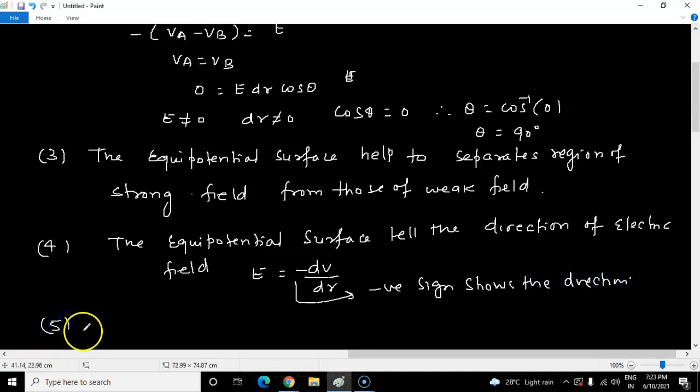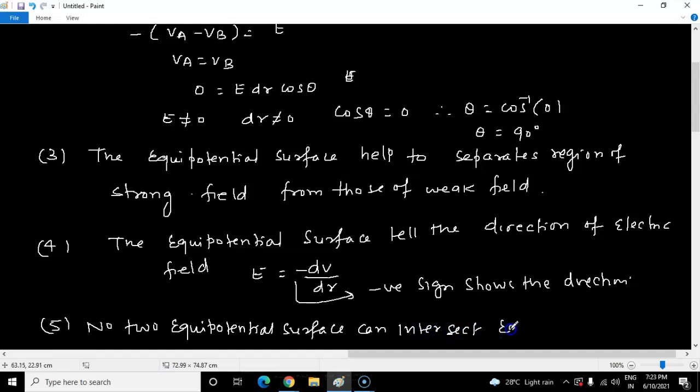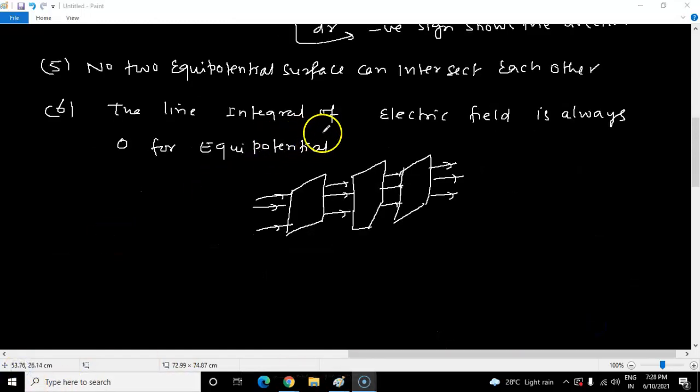Fifth one you can write here: no two equipotential surfaces can intersect each other. The line integral of the electric field is always 0 over an equipotential surface.